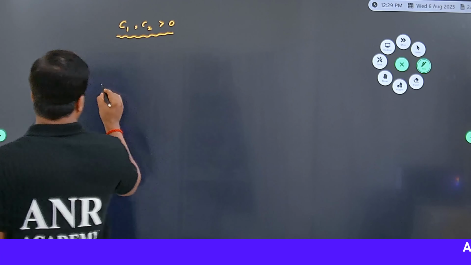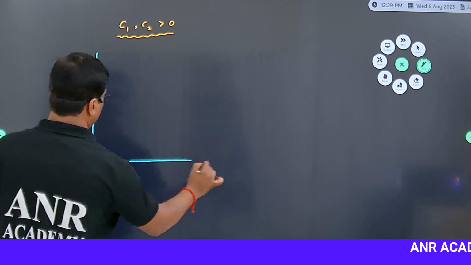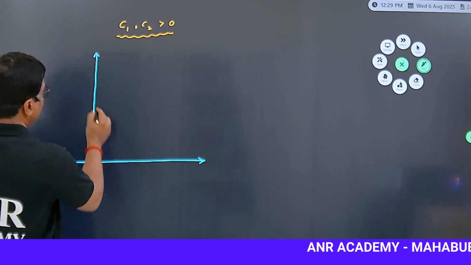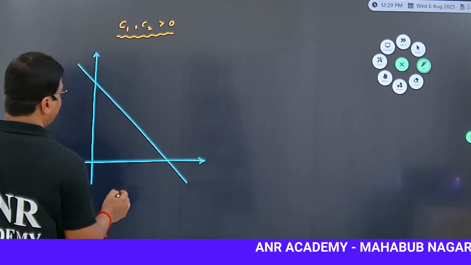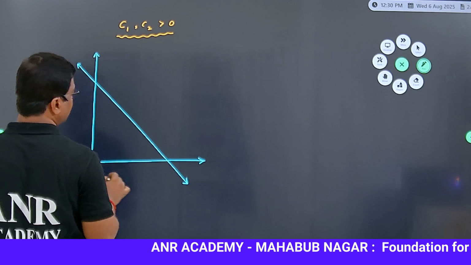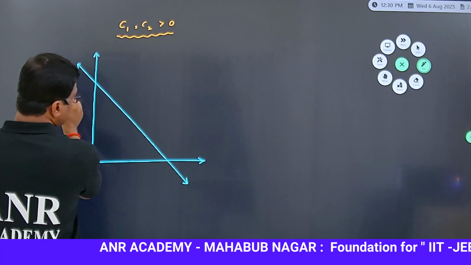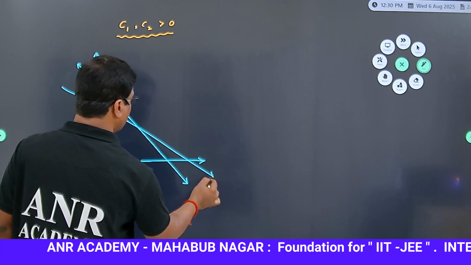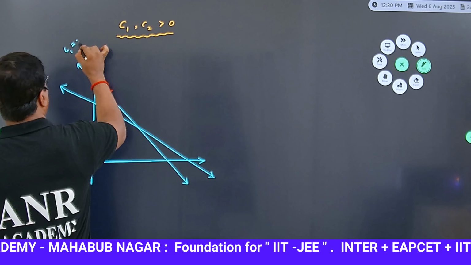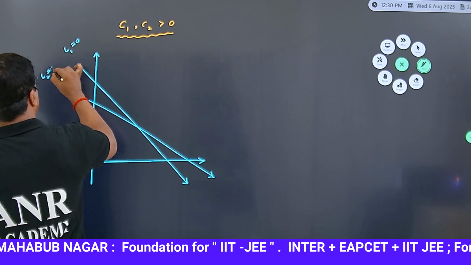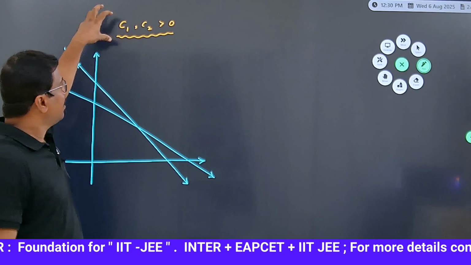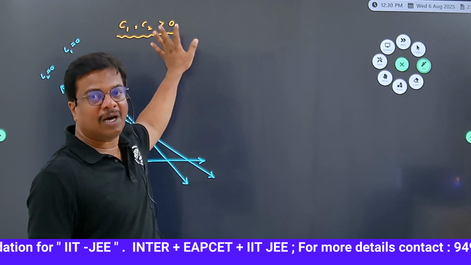Here on the Cartesian coordinate system I am going to draw two lines. This is L1, the first line, and this is L2, which is the second line. L1 equal to 0, L2 equal to 0. These are two intersecting lines, and remember, the constants C1 and C2 are both positive.